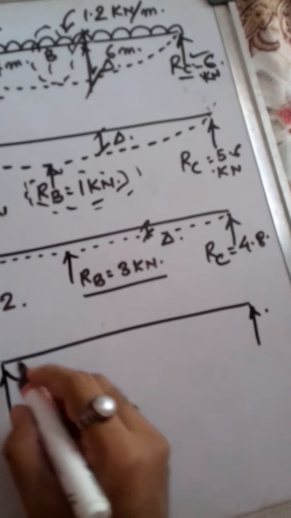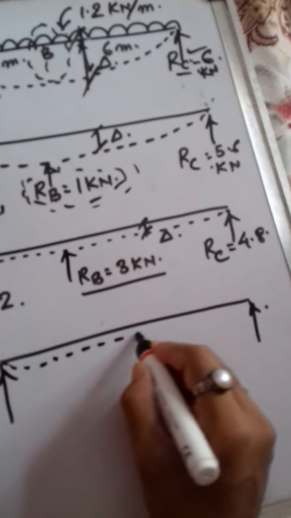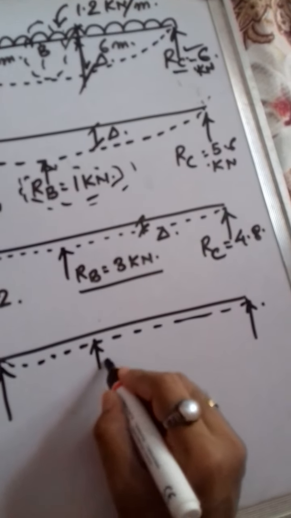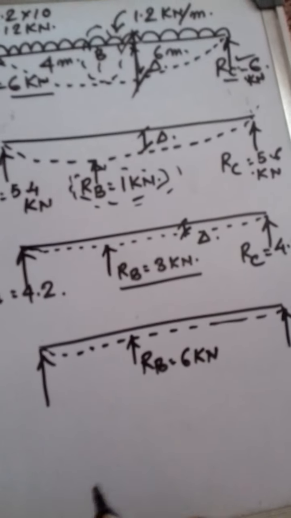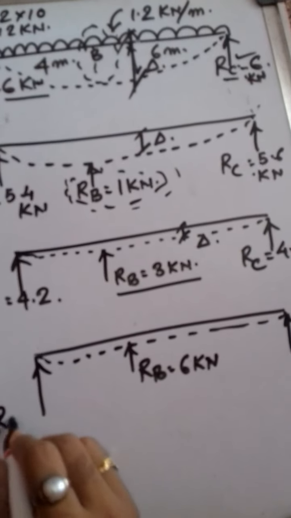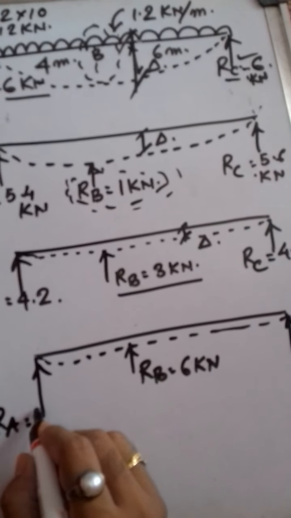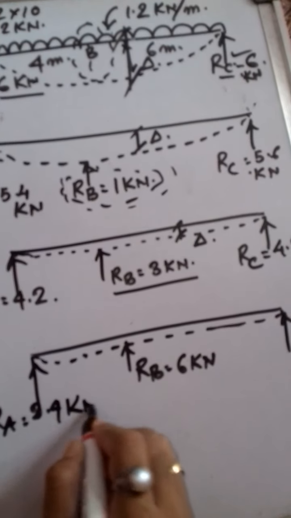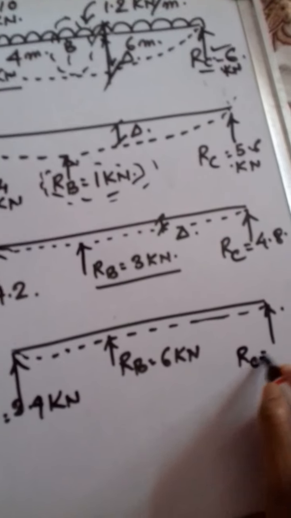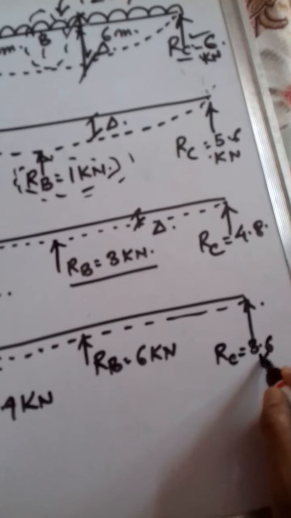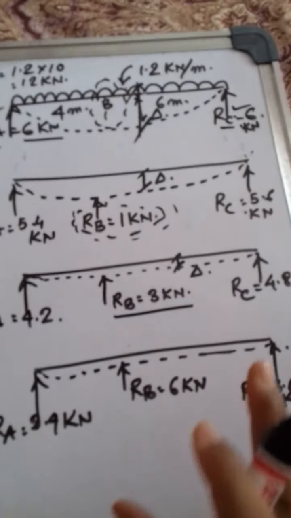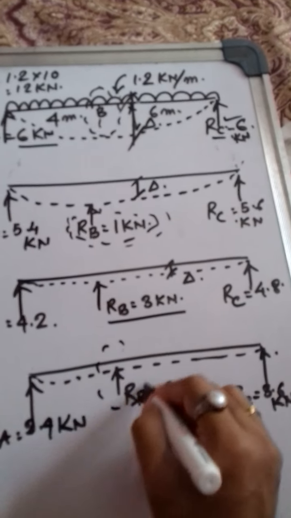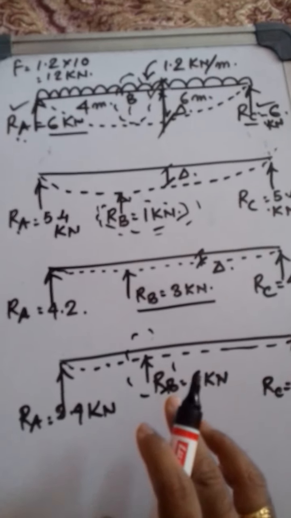suppose we are increasing RB again, we are giving RB equal to 6 kilonewton. So how much is left? 6 is left. So suppose the software is telling RA equal to 2.4 kilonewton, RC is equal to 3.6 kilonewton. These are all approximate values from software. We are not solving any problem. We are just trying to understand the concept of redundancy, that is, what is basically the function of RB.